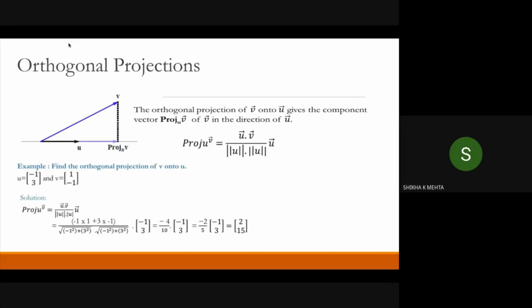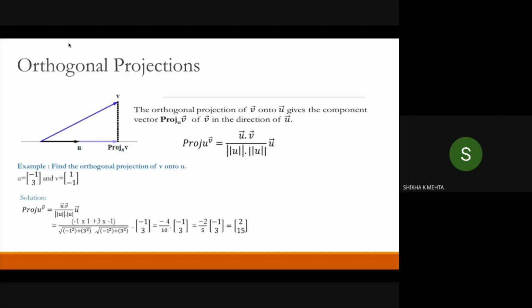So what are we doing? We are taking the dot product of the two vectors: minus 1 into 1 plus 3 into minus 1. We are multiplying the corresponding elements of the two vectors, minus 1 into 1, 3 into minus 1, and this comes in the numerator. In the denominator, we compute the Euclidean norm, which is used to compute the magnitude of the vector. Then we multiply it with the vector u. When we compute this, we get another vector that represents the projection of one vector over the other.